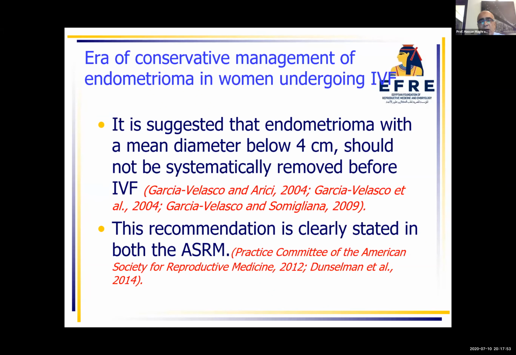So we are apparently in an era of conservative management of endometrioma, and it is suggested that endometrioma with a mean diameter below 4 centimeters should not be systematically removed, and this is the recommendation of SRM and ESHRE.